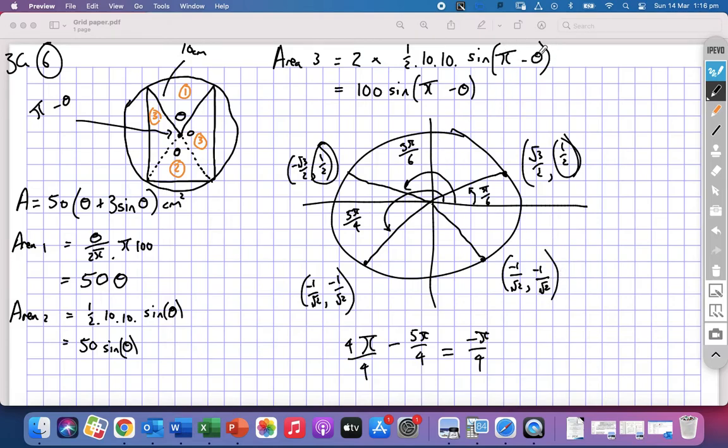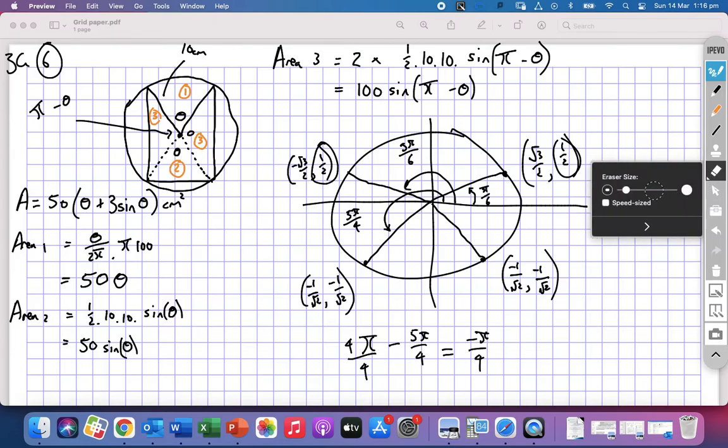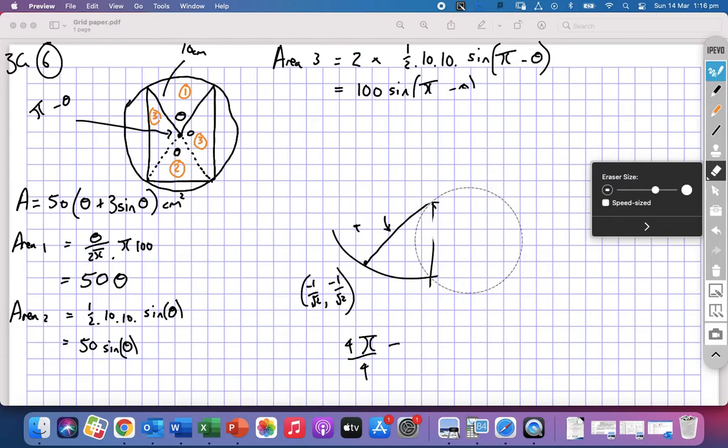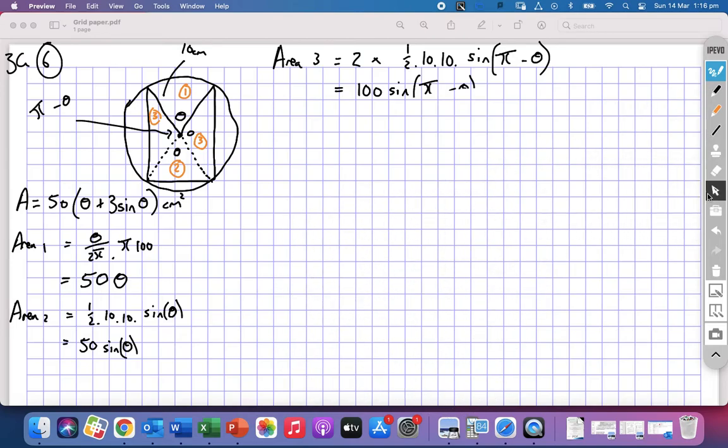So there's an identity here that sine of pi minus theta is the same as sine theta. You may not have ever used that before. Let's see if it's on your page of notes. It should be, because I tried to give you quite an extensive page of notes.